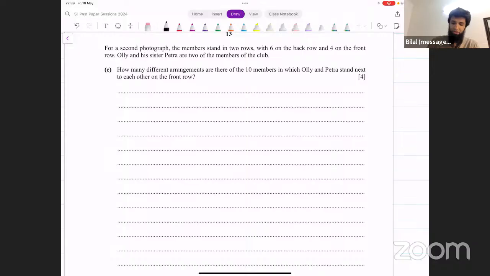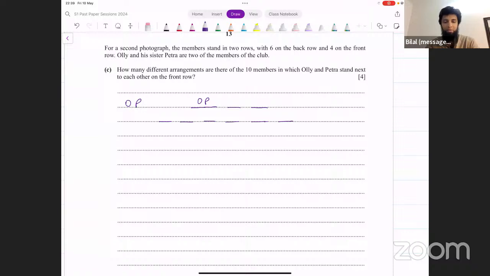Okay, so there are 2 rows. The front row has 4 people. Let's say this is the front row, 1, 2, 3, 4. There are 4 people. And the back row has 6 people, 1, 2, 3, 4, 5, 6. Now the condition is that those 2 sisters, they have to be in the front row, and they have to be together in the front row. So if they have to be together, what we can do is we can put them in a single box or on a single dash like this, so that they're together. Okay.